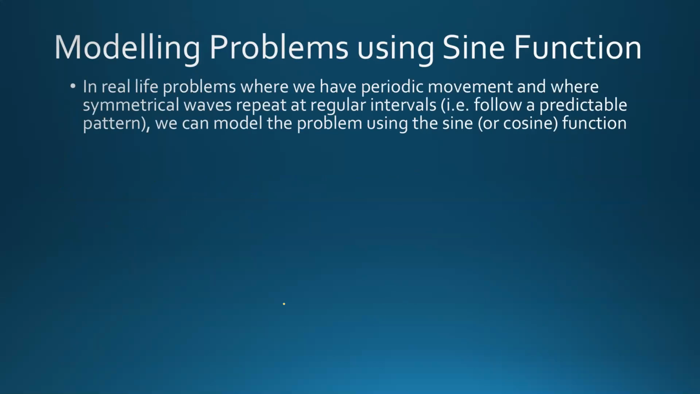So, modeling problems using sine functions. Whenever you look at a word problem, a real world problem, and you notice that there's some sort of periodic movement that happens in equal intervals, in other words there's a predictable pattern with it, you can essentially model the problem using the sine or cosine function. Again, really important: you have to make sure that you actually see periodic movement, and it has to happen in symmetrical waves.